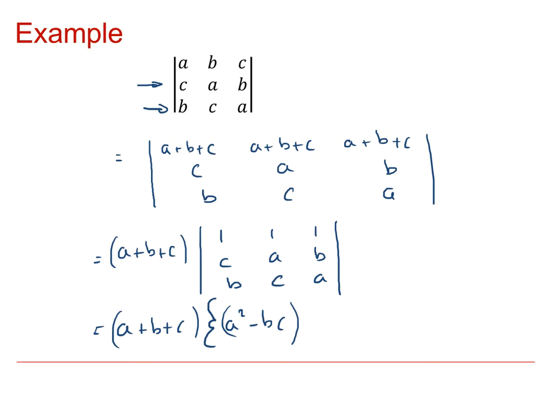We'll then have minus 1 multiplied by the determinant of C, B and B, A. So that is CA minus B squared. And finally, plus 1 multiplied by the final little 2 by 2 determinant, which is C squared minus AB. And that then can be simplified, and I'll do that on the next slide.